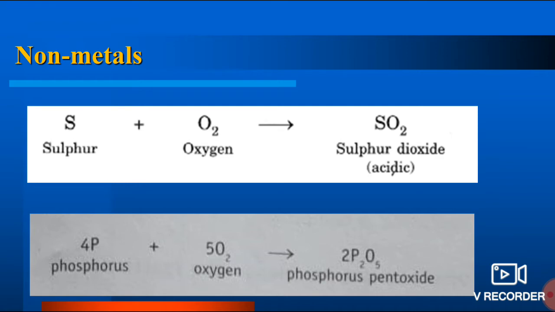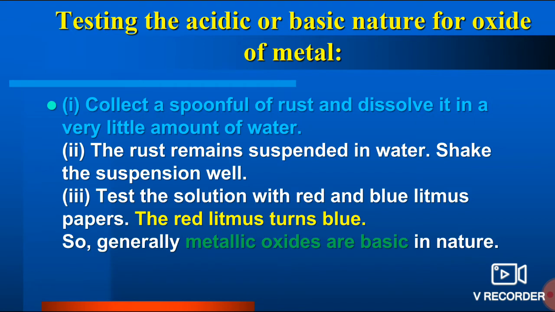Now you know that sulfur and phosphorus are non-metals. When they react with oxygen, they form sulfur dioxide, and phosphorus forms phosphorus pentaoxide, because here you can get 10 atoms of oxygen, and here 2 atoms of oxygen. So 2 molecules of phosphorus pentaoxide are getting formed in the reaction. When we dissolve this sulfur dioxide in water, we get sulfurous acid. We will see how we are getting it.